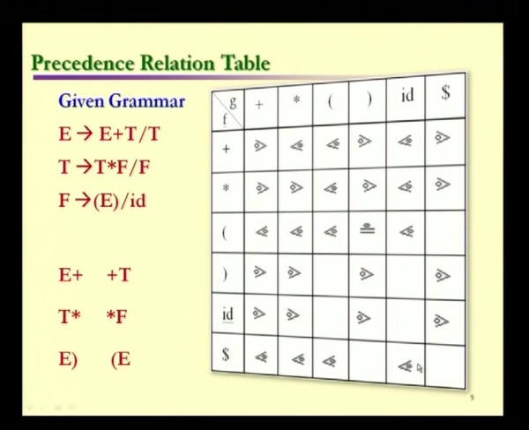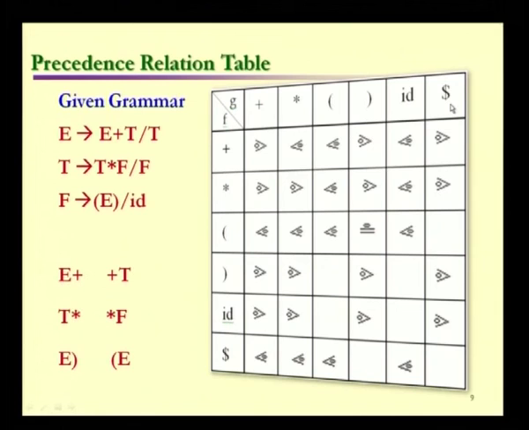But certainly we cannot start a string with the closing bracket. So, there is no relationship defined between dollar and closing bracket, but you can start a string with plus, you can even start a string with star, you can start with the opening bracket, you can start with id. So, this is all going to be less than. Similarly, we have a dollar on the column. The first one was about beginning and this is about ending.